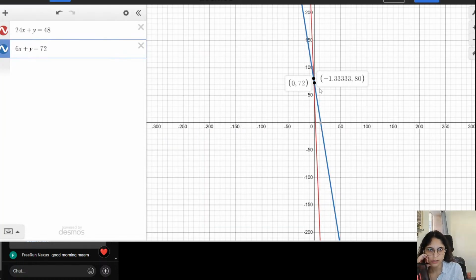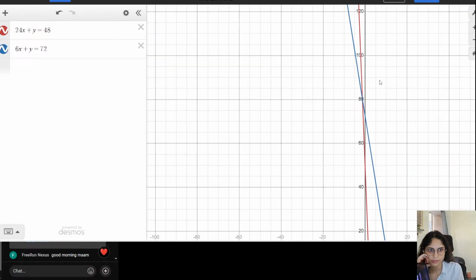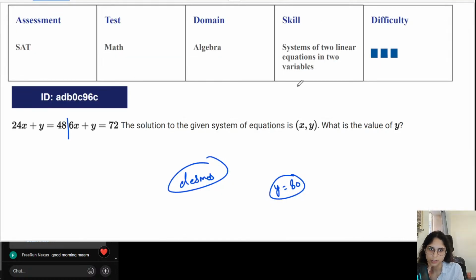How do I know this is not the solution? Because you can zoom out a little bit. This is where they're intersecting. So the value of y is 80. 80 is your answer.